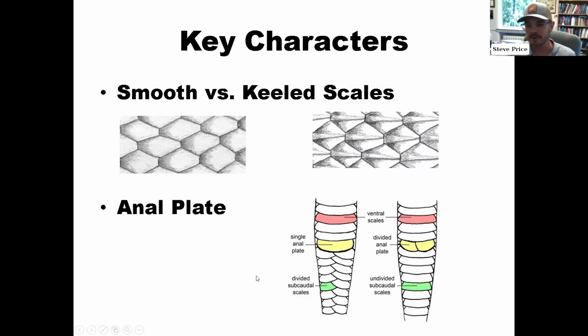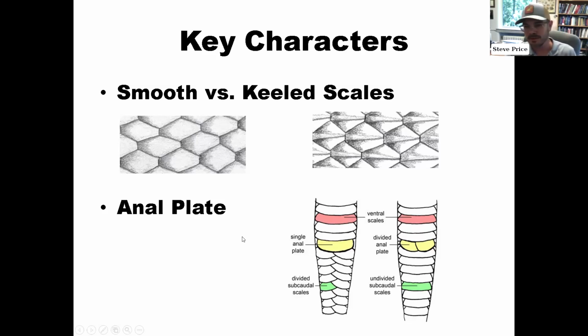Another important characteristic is looking at the scales on their anal plate. So this is where their cloaca is located. That's where they excrete, and that's where their reproductive organs are located. But there's a scale that kind of protects that cloaca, and some species have just 1 scale and some have 2, a divided anal plate.